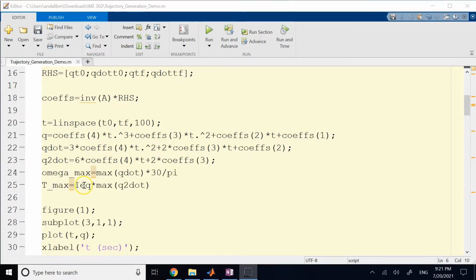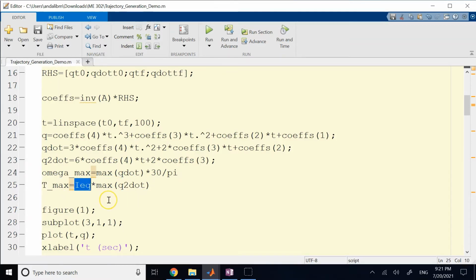Now here, since I'm interested in the maximum torque that the motion needs, I'm going to get the maximum angular acceleration and multiply it by the I equivalent and call it maximum torque, and we'll show it in the command window. I would also convert my maximum omega into RPM, so multiply it by 60 divided by 2 pi, and 60 divided by 2 is 30, so multiply by 30 divided by pi. So this is max omega in RPM, and this is max torque in Newton meters.